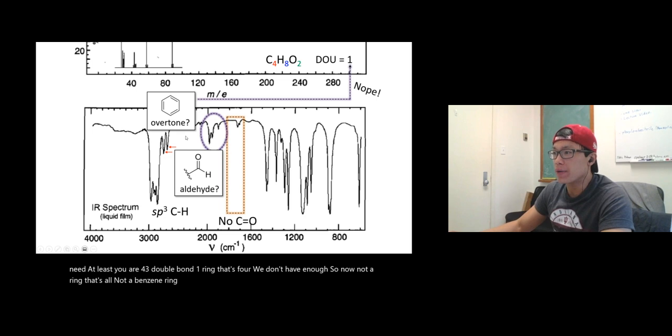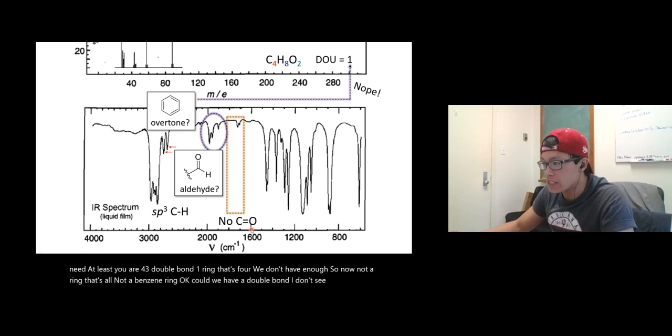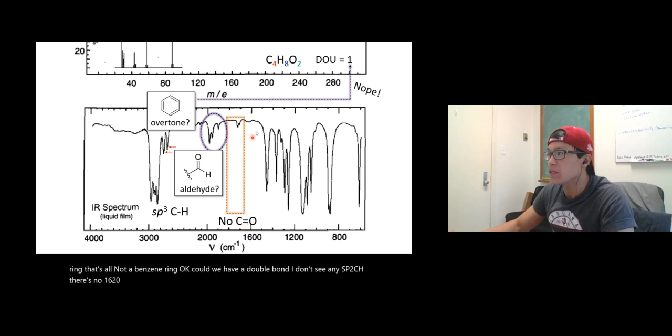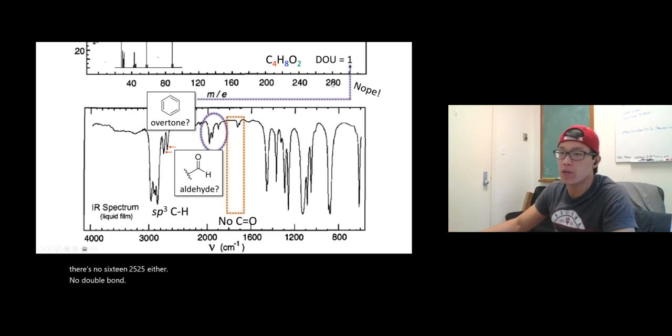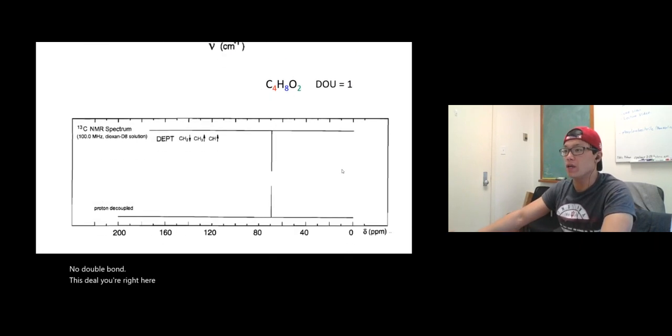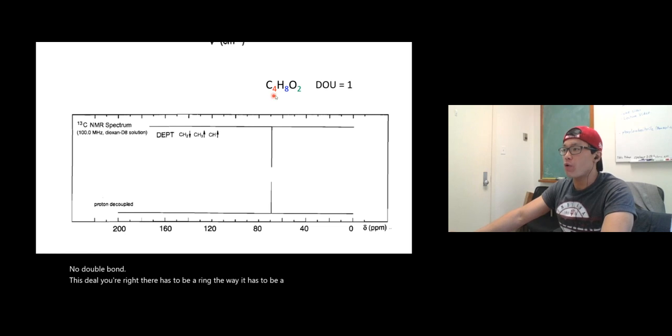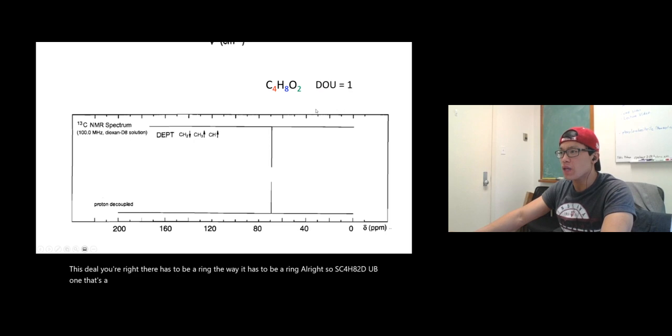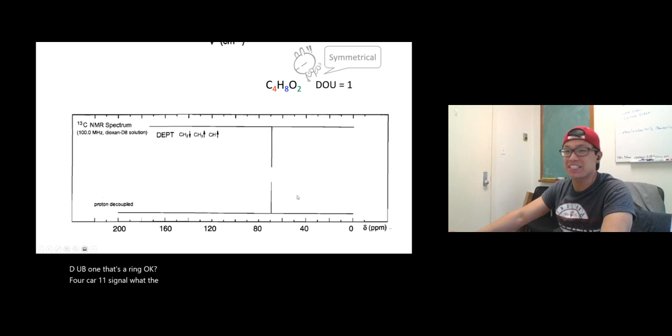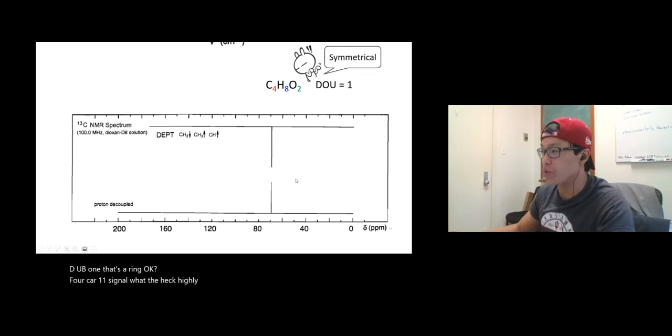Okay. Could we have a double bond? I don't see any sp2 CH. There's no 1625 either. No double bond. This DOU right here has to be a ring. So C4H8O2, DOU of 1, that's a ring. Four carbons, 1 signal. What the heck? This molecule is highly symmetrical.